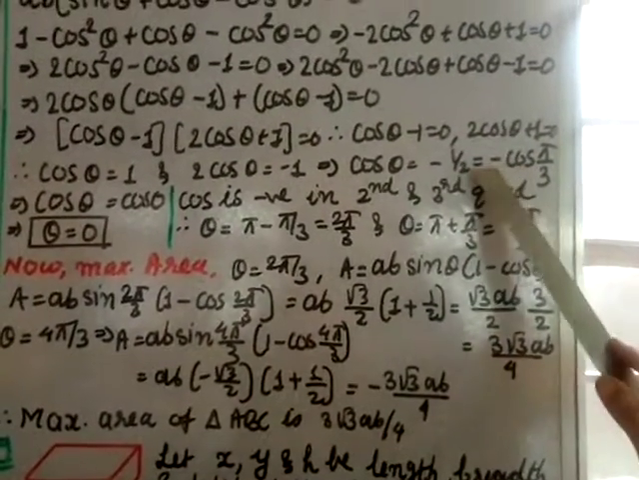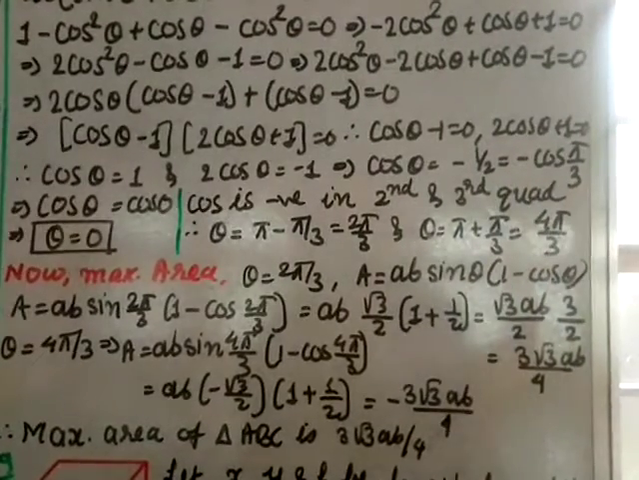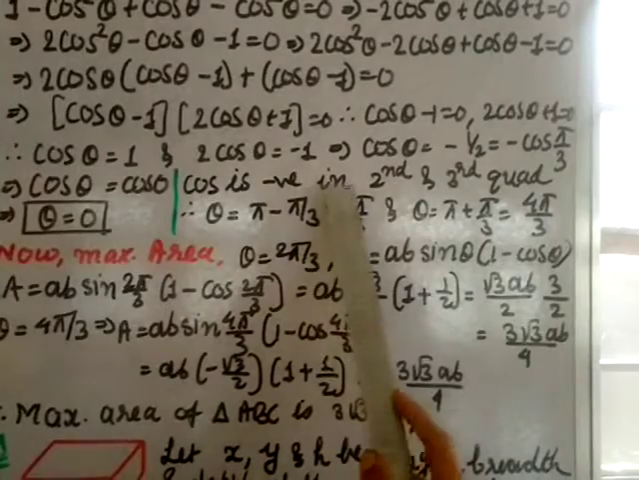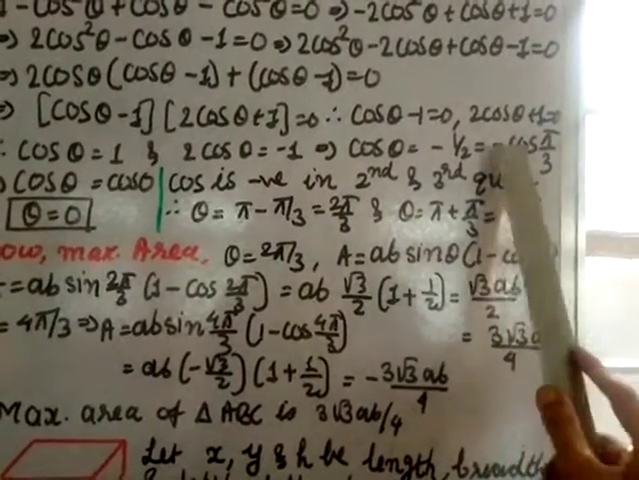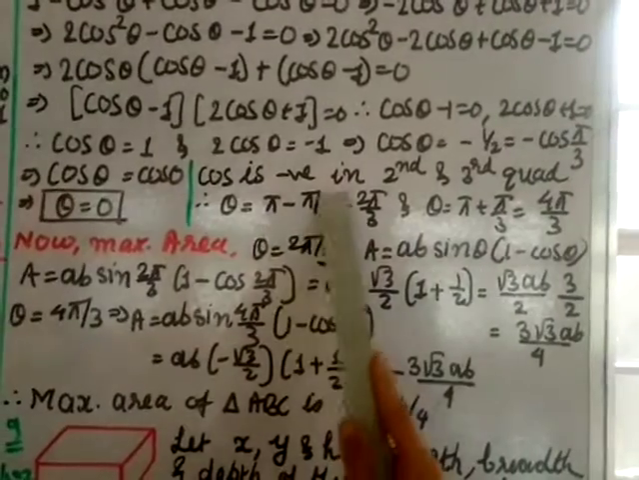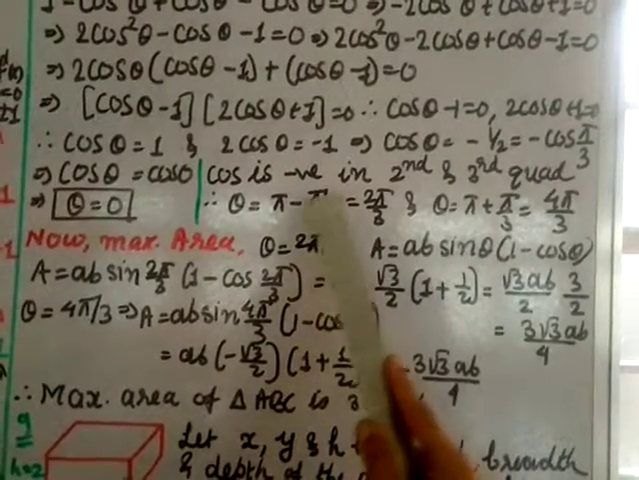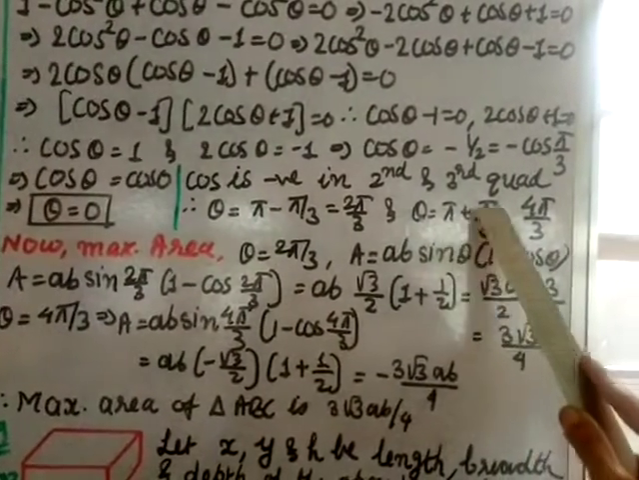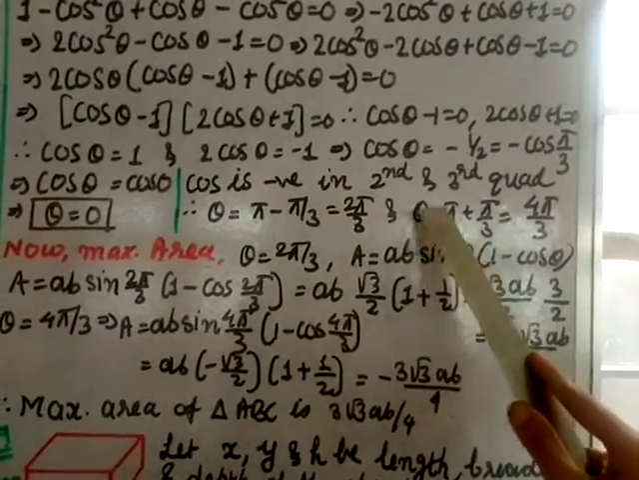So minus means the cos should be in either the second quadrant or third quadrant. Cos is negative in second and third quadrant. So if it is in the second quadrant, the theta will be of the form pi minus pi by 3. That is 3 into 1 minus 1, that is 2 pi by 3. And in the third quadrant, that is pi plus pi by 3 form. So take LCM, 3 plus 1, 4 pi by 3. Okay, so these are the two values.